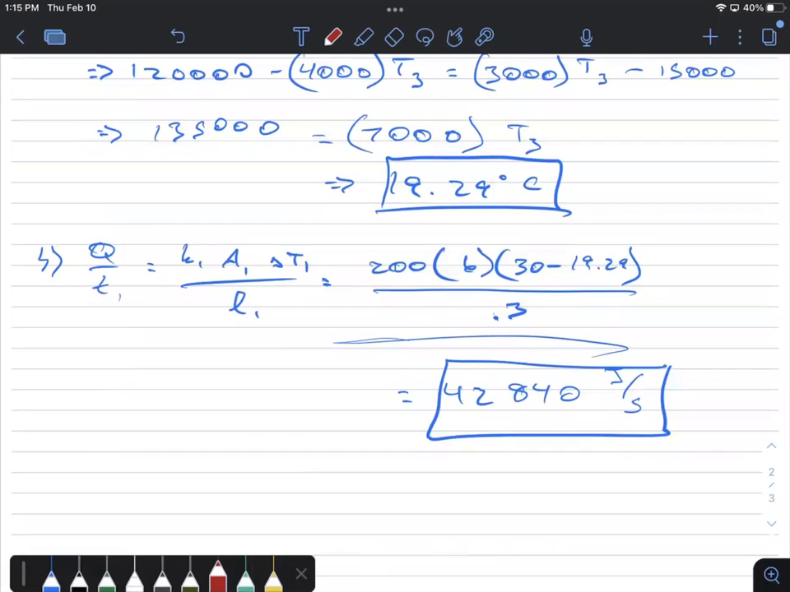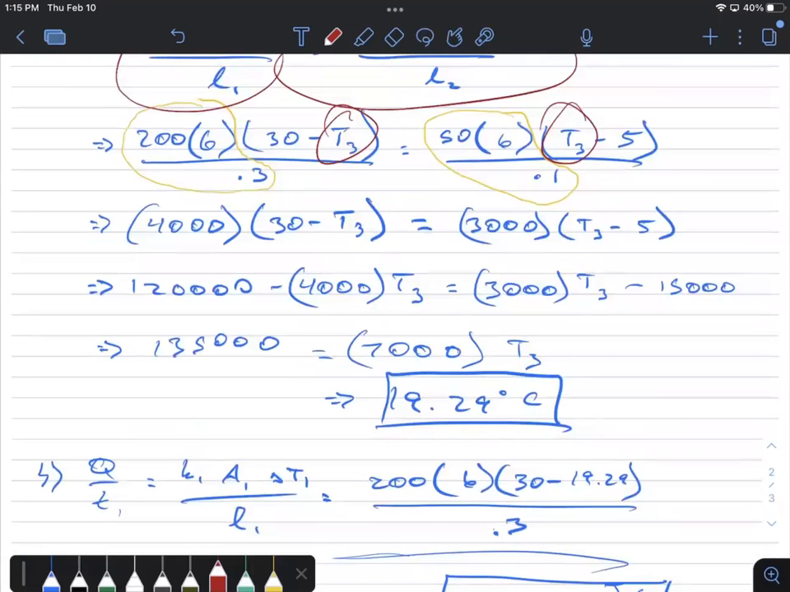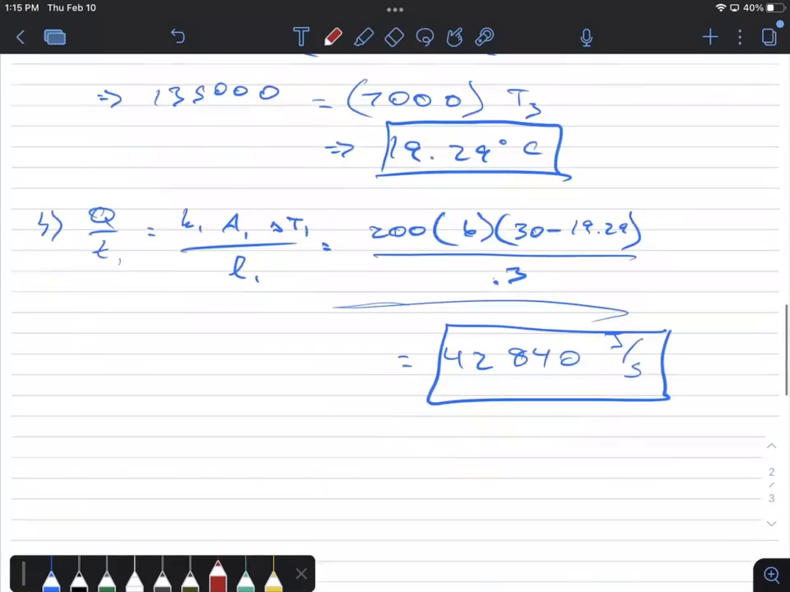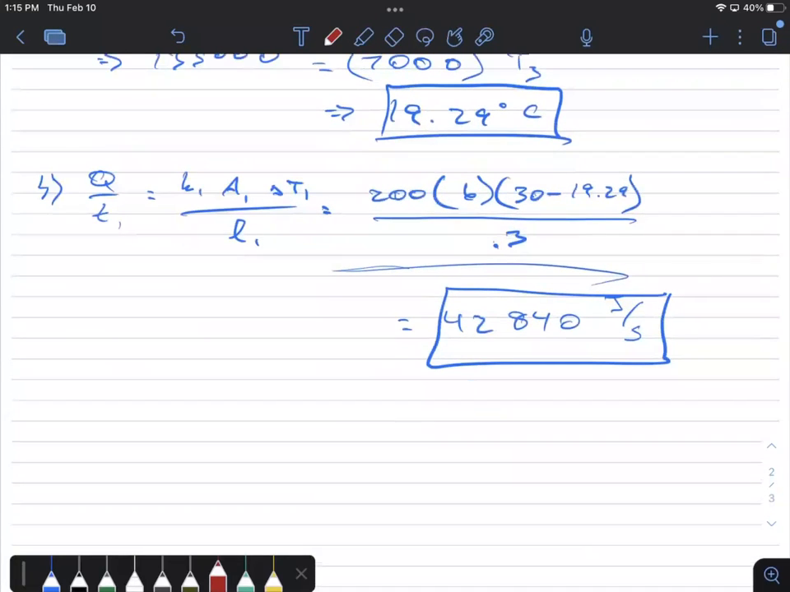In order to calculate the answer, I need to know what T3 is. Once I know it, I can get Q over T. So the first step is calculate T3. That's why I made it part A. Once I've calculated it, I can now do part B, which is the actual question. What's the heat transfer rate?